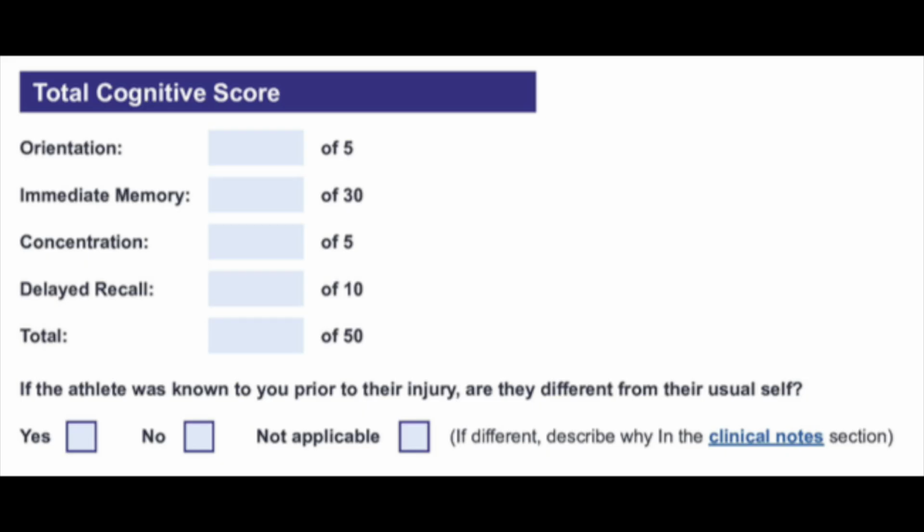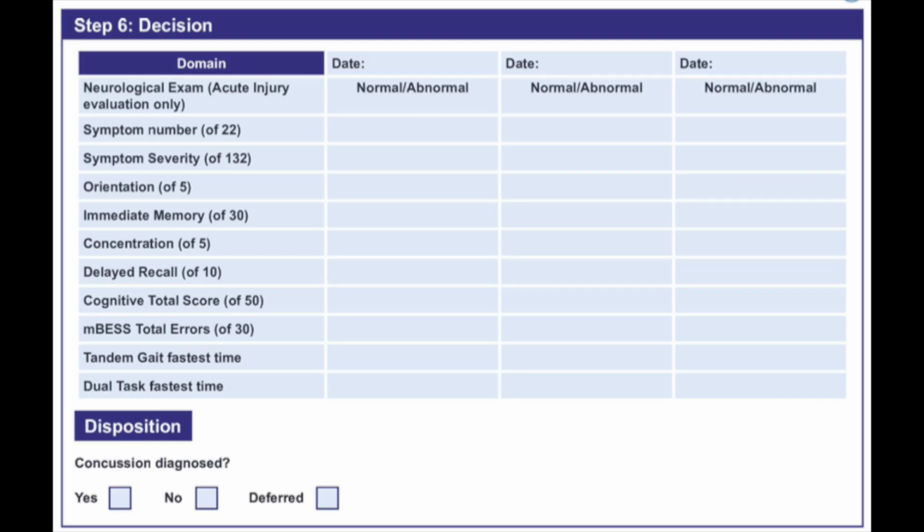The cognitive portion of the test is done, so now you need to add up all the scores for orientation, immediate memory, concentration, and delayed recall, and then put the total at the bottom out of 50. And lastly, you need to know if you've known the athlete prior to their injury, and if you do, are they any different than their usual selves? I put no.